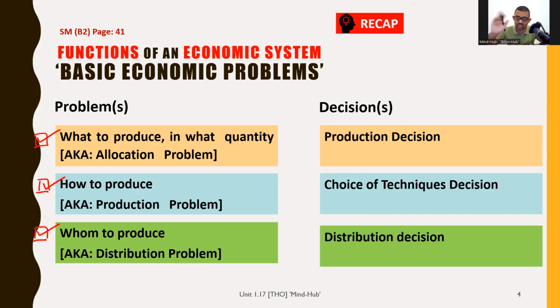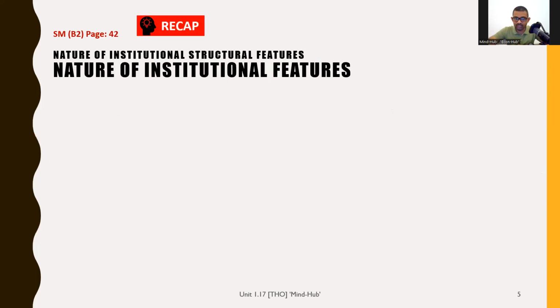Solve these three problems. Right. Okay, then we always say, an economic system is an institutional framework. So we have to see the institutional structure, and we have to be clear on that. We did this last week, so I'll do this very quickly.